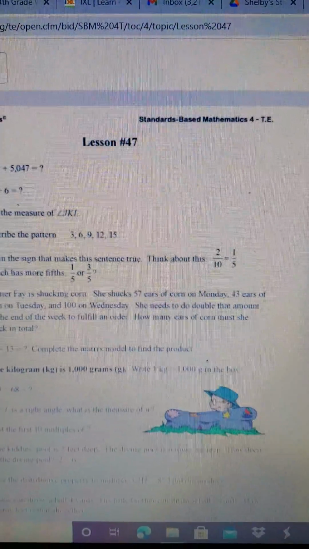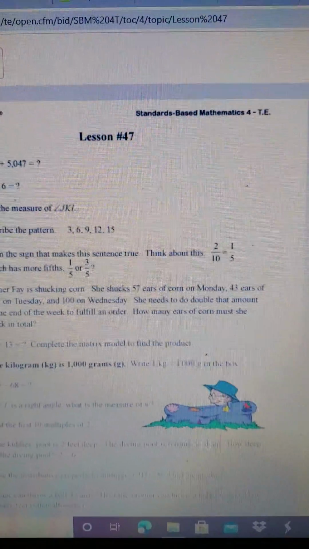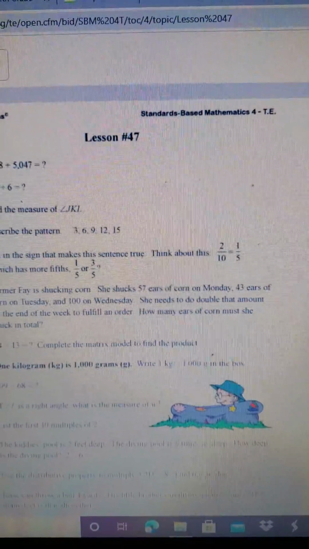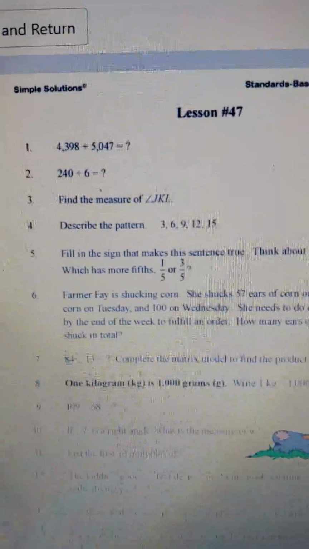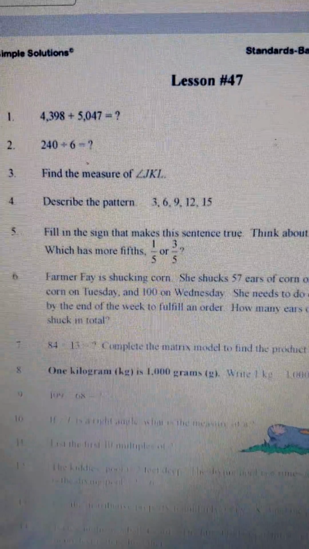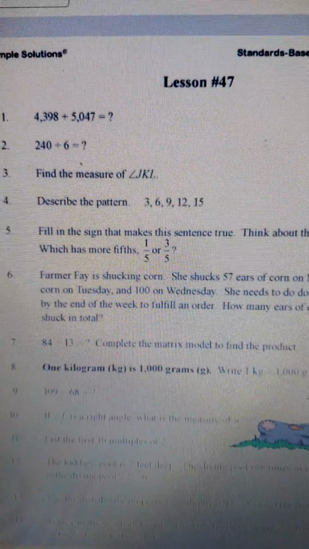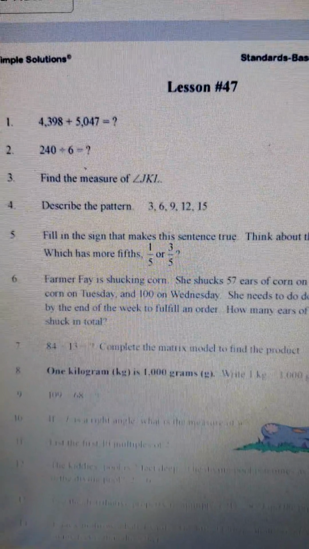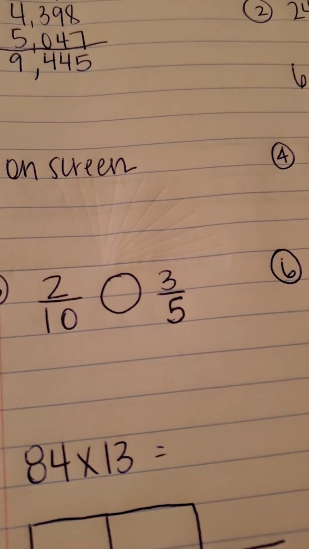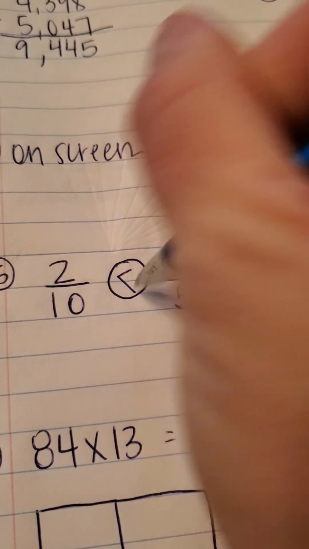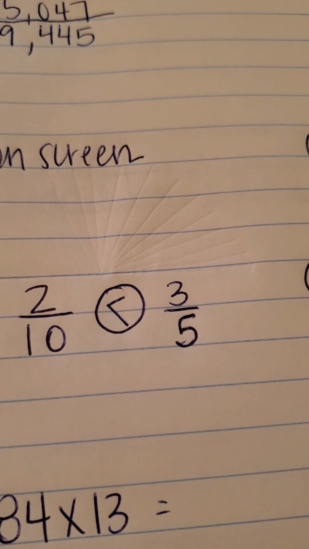Okay, so it wants you to look at it like that because the 1/5, right, that's got a 5 as the denominator. All right, so now it says, which has more fifths, 1/5 or 3/5? So is 1 bigger or 3 bigger? The 3 is bigger, right? So that means that 2/10 is less than 3/5.